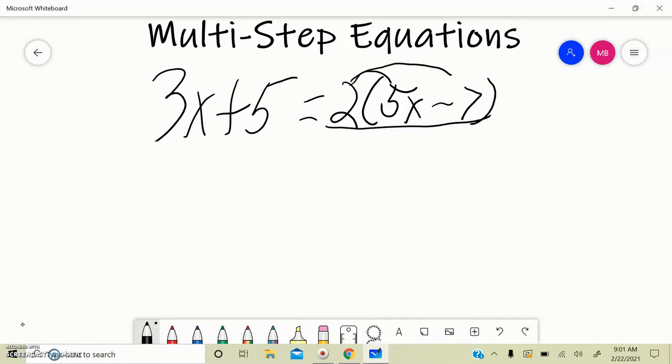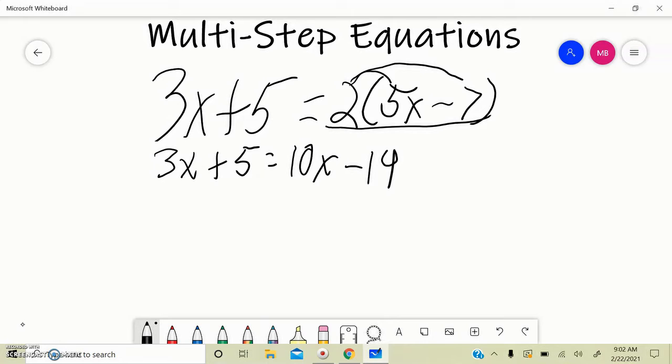So I'm going to multiply 2 by both of my terms, and I'm going to bring down the left side of the equation. So I have 2 times 5x, which gives me 10x, and I have 2 times negative 7, which gives me negative 14. So now my equation says 3x plus 5 equals 10x minus 7. Now I'm going to combine like terms.